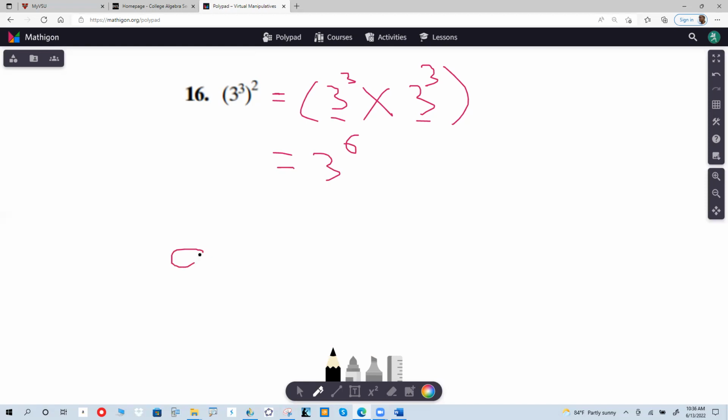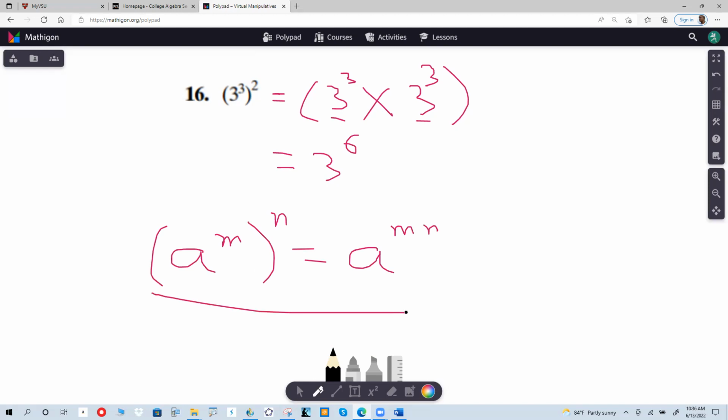Another way to keep it straight. Here is the formula, a fancy formula. A to the power m, and the whole thing to the power n. You multiply the exponents, all right? That's exactly what we did. 3 times 2 is 6. So here's an example of a problem, and here's the formula that goes with it.